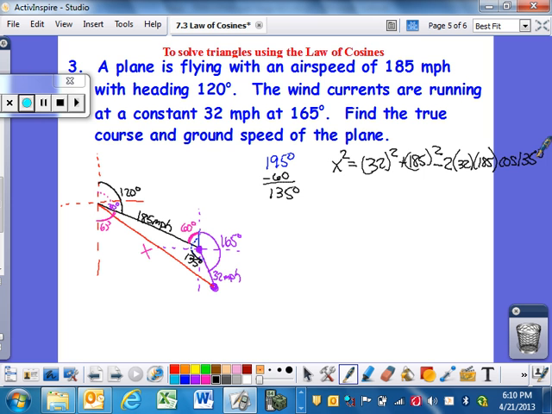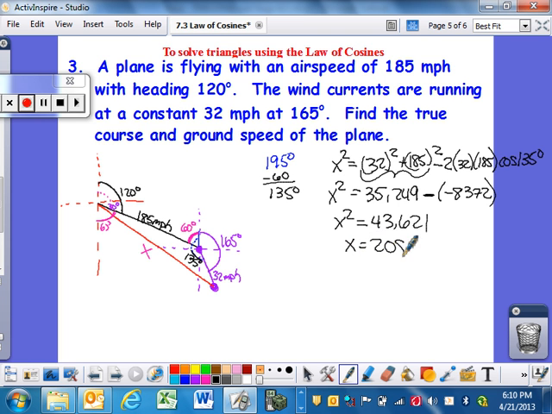Okay? And now if you do your math, x squared equals, these first two are like 35,249 minus, and this is tricky, minus, if you multiply those numbers all together, you're going to get a negative 8372, and two negatives make it positive. So if you add that together, x squared equals 43,621 approximately. Take the square root and round to the nearest tenth. Your ground speed is 208.8 miles per hour. So that is the ground speed, just simply doing the law of cosines.